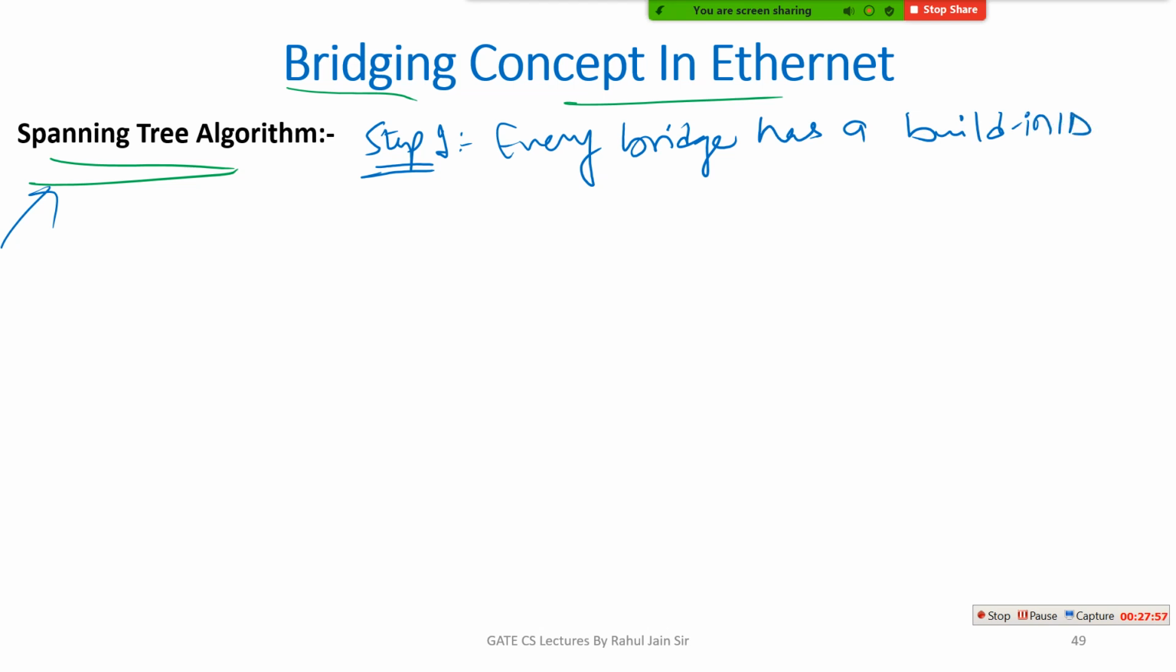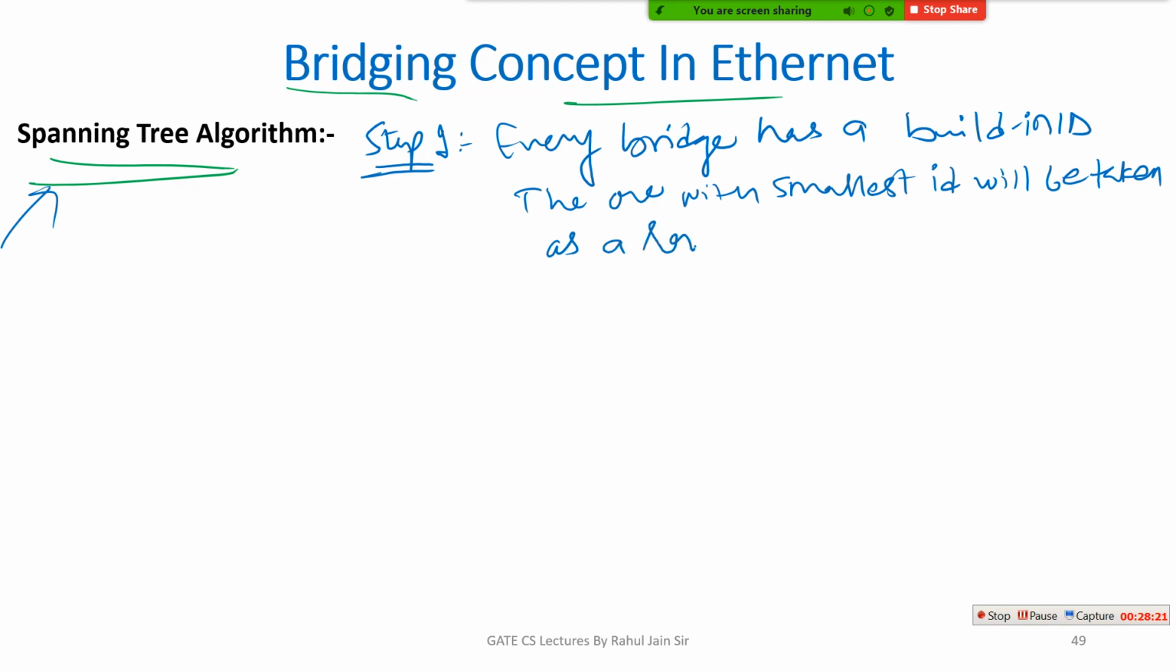Okay, every bridge has a built-in ID. The one with the smallest ID is taken as a root bridge. The one with the smallest ID will be taken as a root bridge.